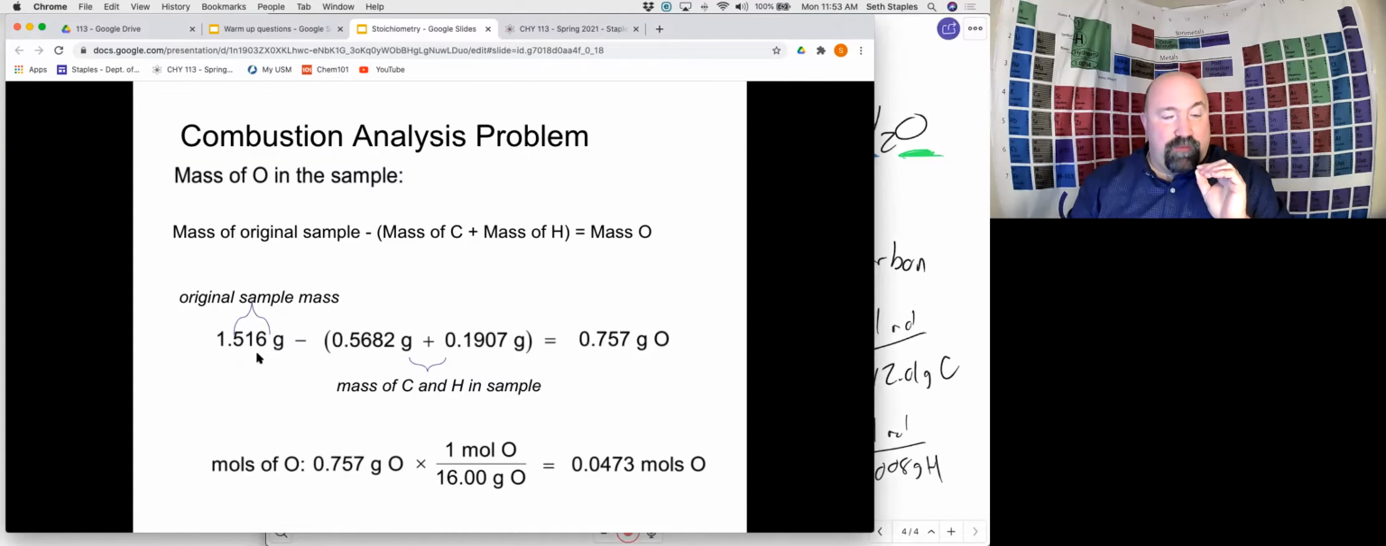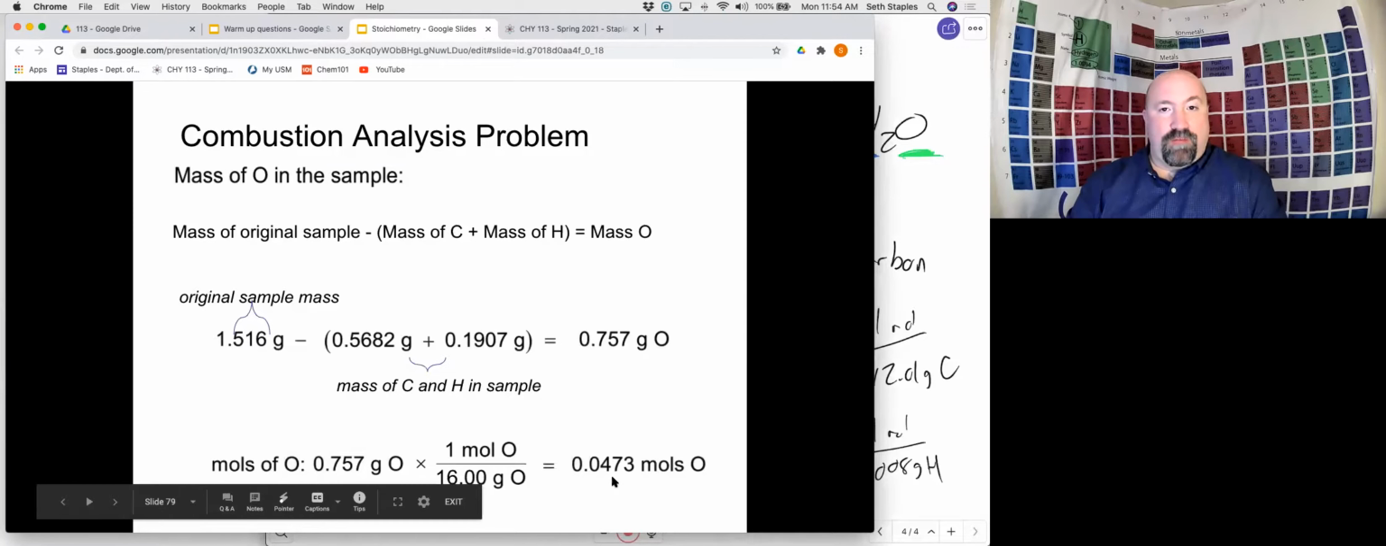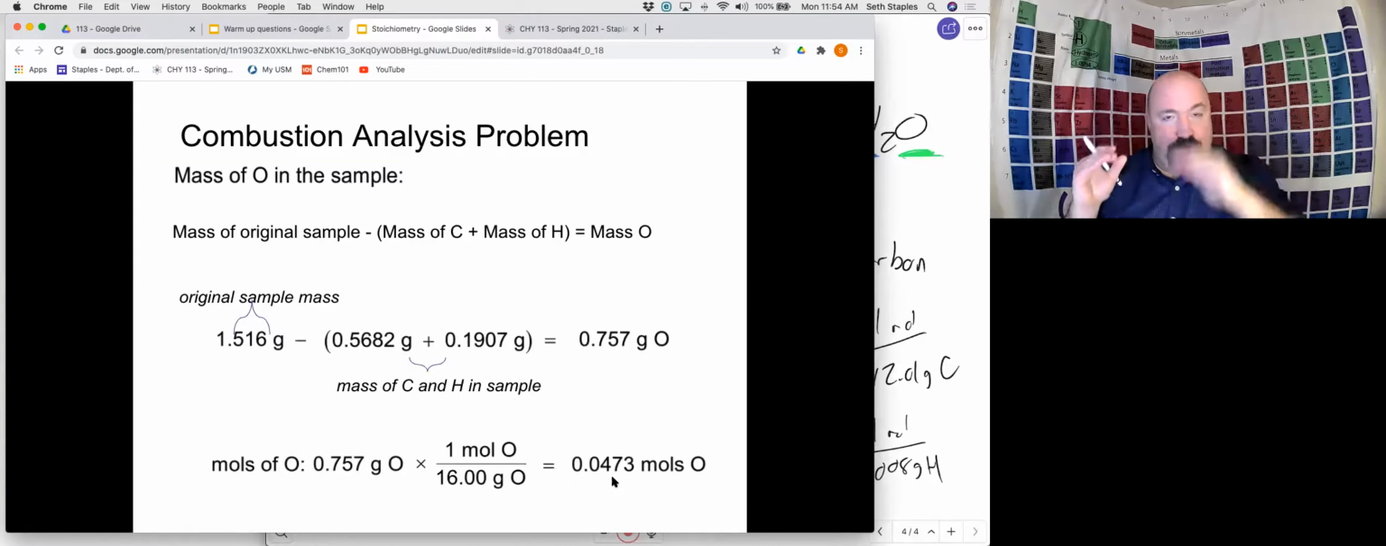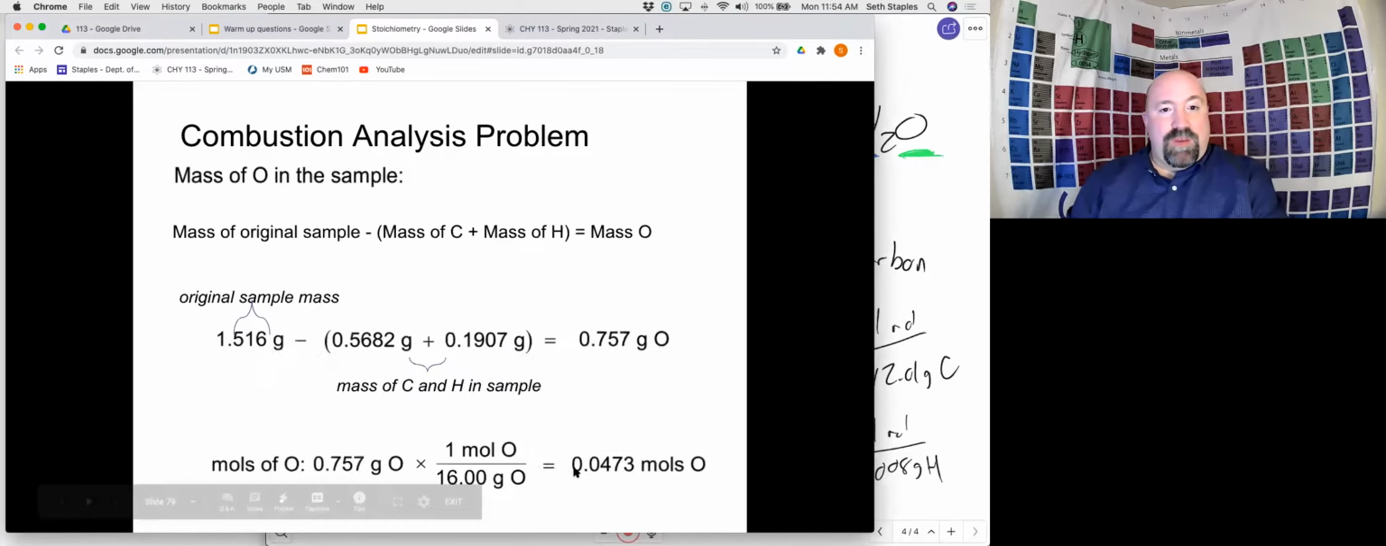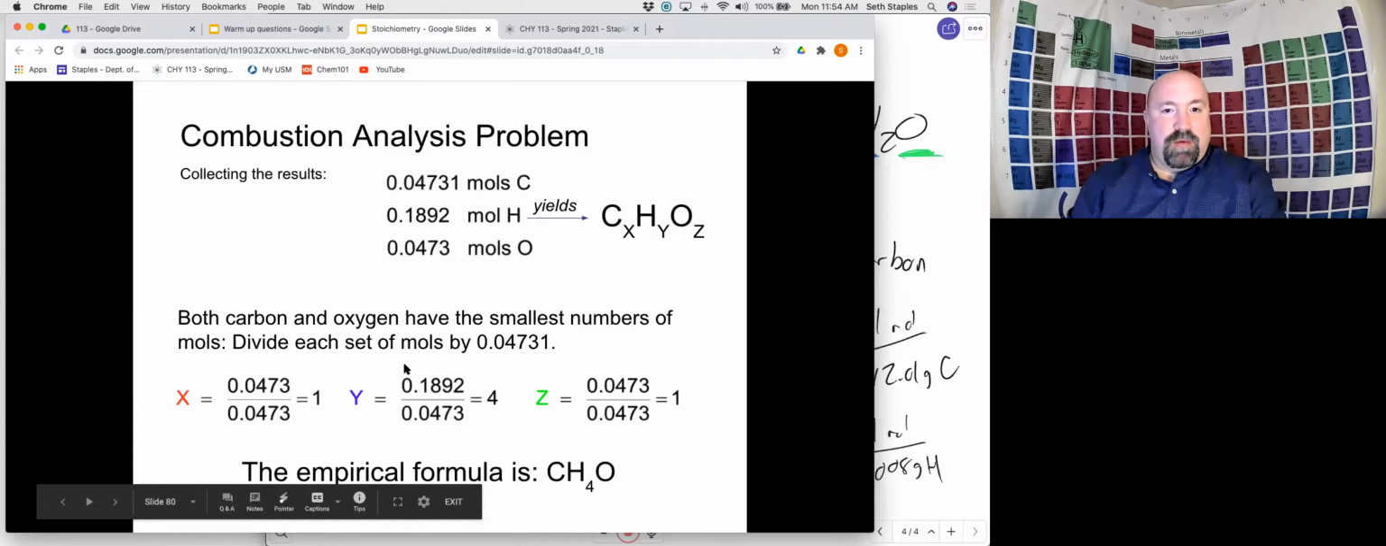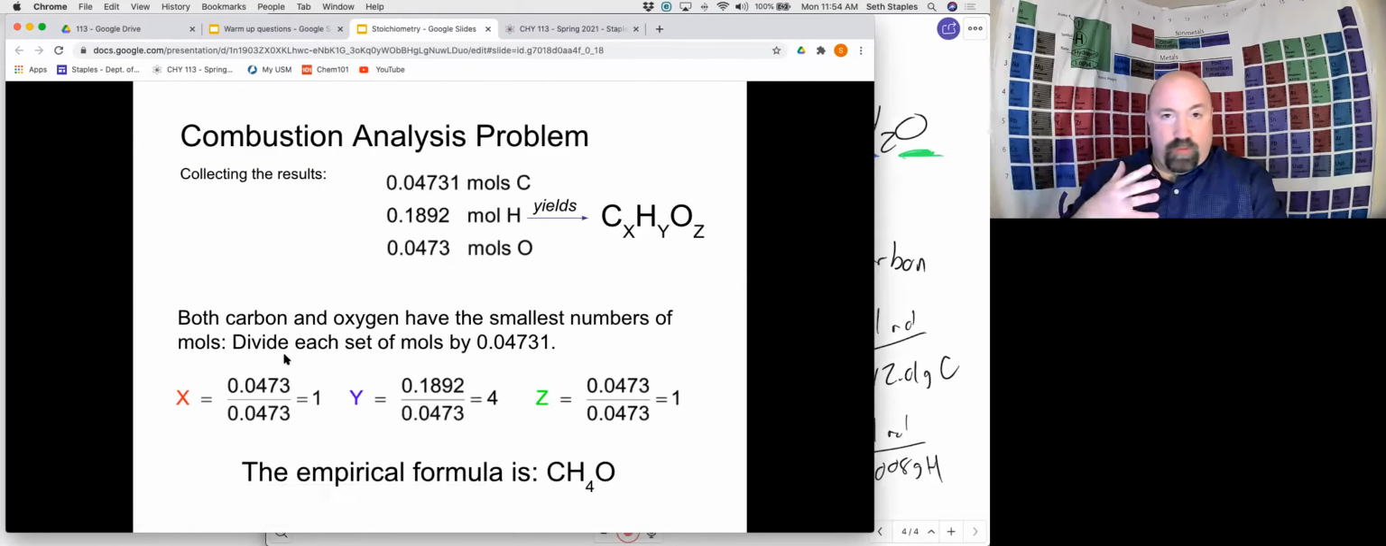We subtract those from the original sample mass, and so we know that our original hydrocarbon had to have contained 0.757 grams of oxygen. And then we just use oxygen's molar mass to convert that over to moles of oxygen. Now we have the moles of all three of the constituent parts of our hydrocarbon. We know the moles of carbon, we know the moles of hydrogen, and we now know the moles of oxygen. And so just like we did before, we divide each of them by the lowest number. We did this when we were doing empirical formula problems in the first unit.